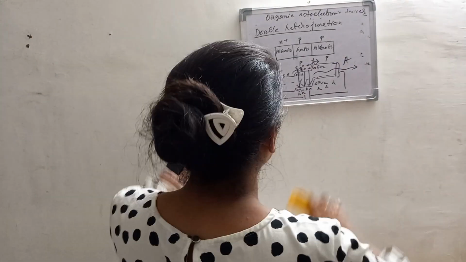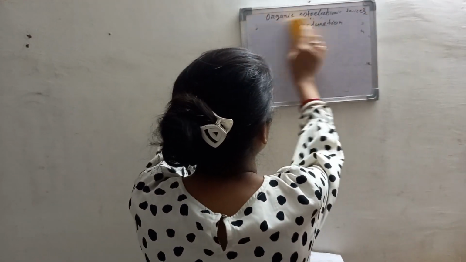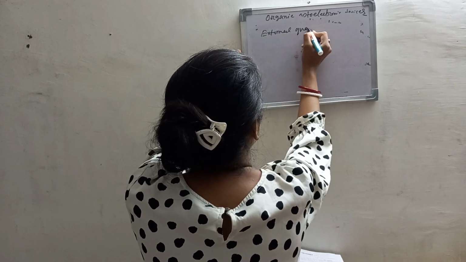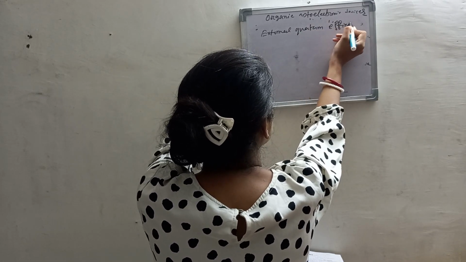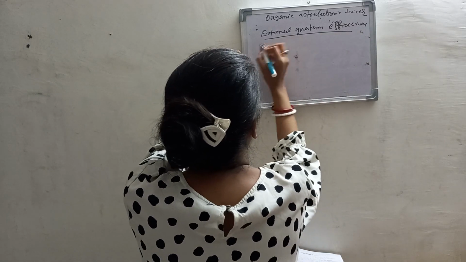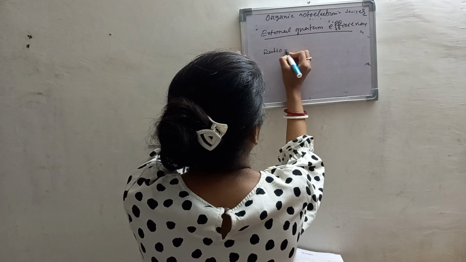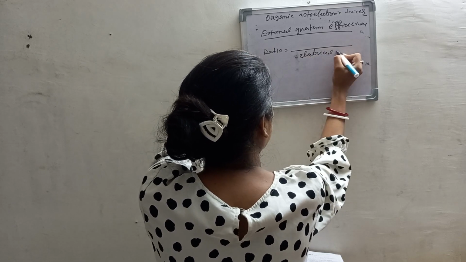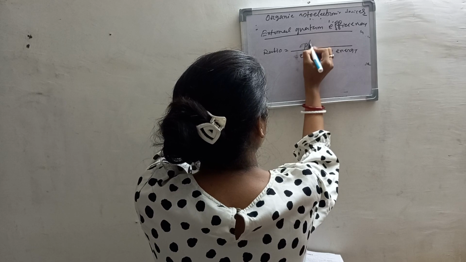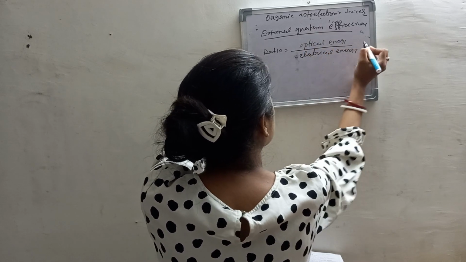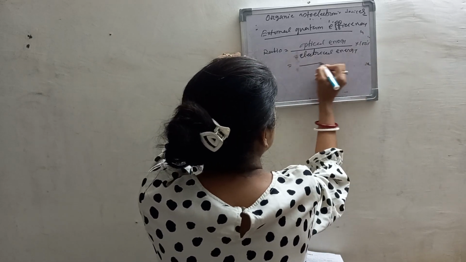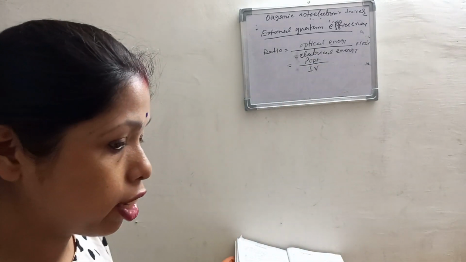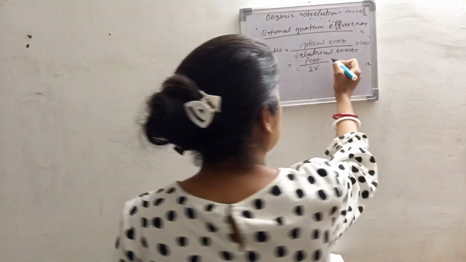What is the definition of the efficiency in case of the light emitting source? Efficiency, external quantum efficiency, right? So it is the ratio. Ratio between the optical energy and the electrical energy, into 100%, right? So it is P optical by IV, where IV is the current and the voltage, okay, into 100%.